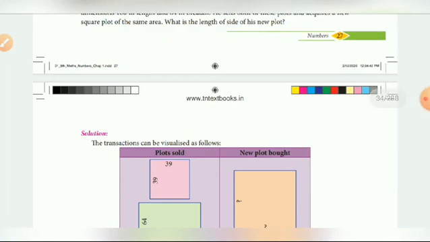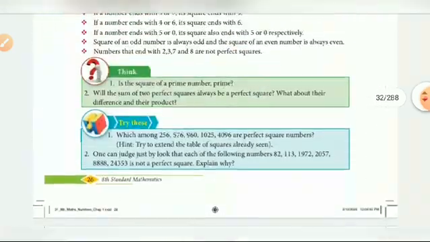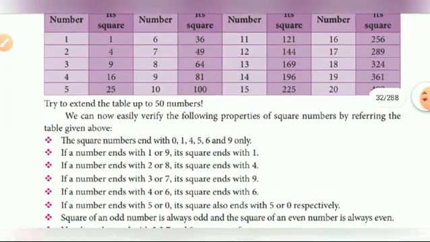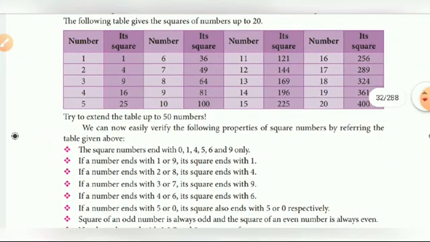Do you understand that concept? I hope you understand what square numbers are, the properties of square numbers and some important properties, and what the square root is and how to find it. Just read the properties again, and in your class notes you write these properties, which are very, very important. And next, try to extend the table up to 50 numbers. You can write the square of a number up to 50. They have given only 20 into 20, 400. Next, start with 21 into 21, 441. In the same way, write up to 50.